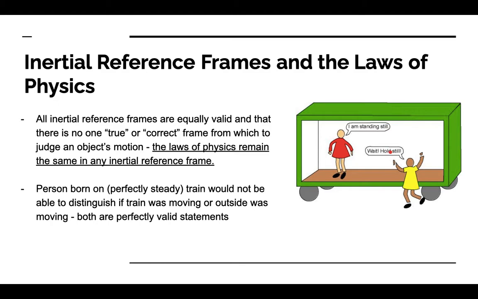So as a result, there would be no way that a person could distinguish whether the train was moving or whether the outside was moving. Hence, we say the laws of physics remain the same in any inertial reference frame. Both statements are equally valid.